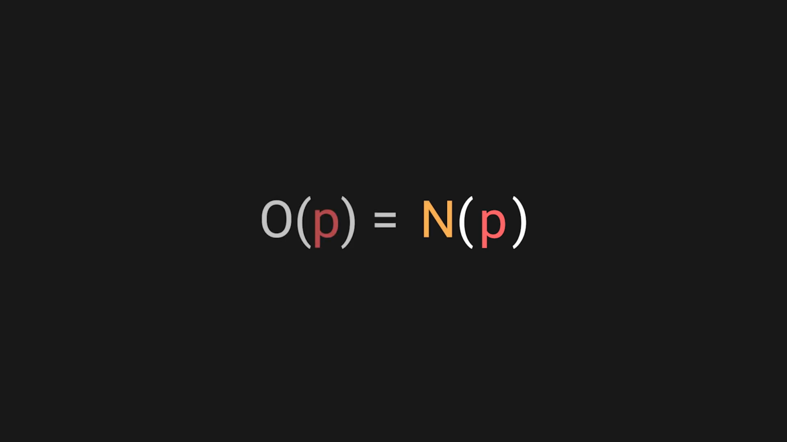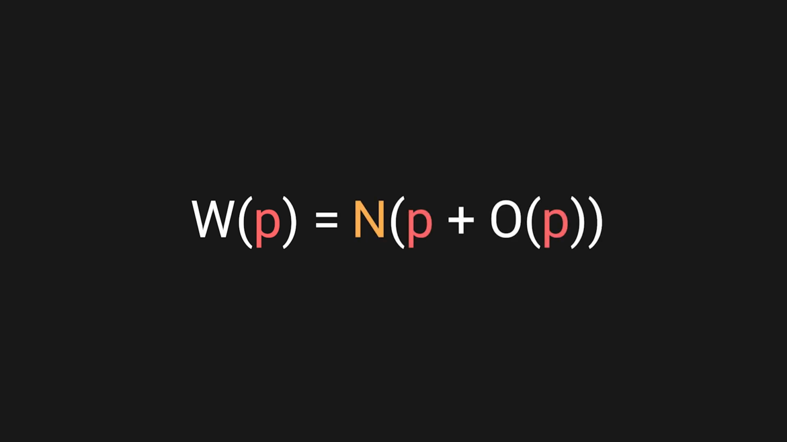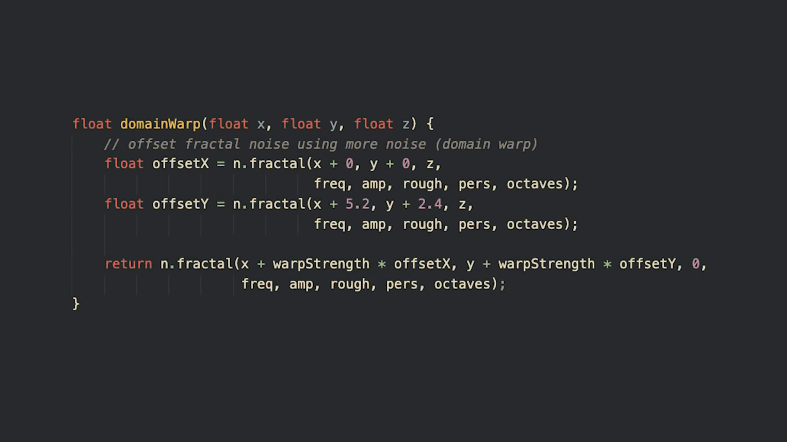So if p is our point in space, and n is our noise function, we can define our offset, o(p), to equal n(p). Then, when calculating our final warp noise value, w(p), we take n(p + o(p)). So domain warping works with function composition. This is what the code looks like.